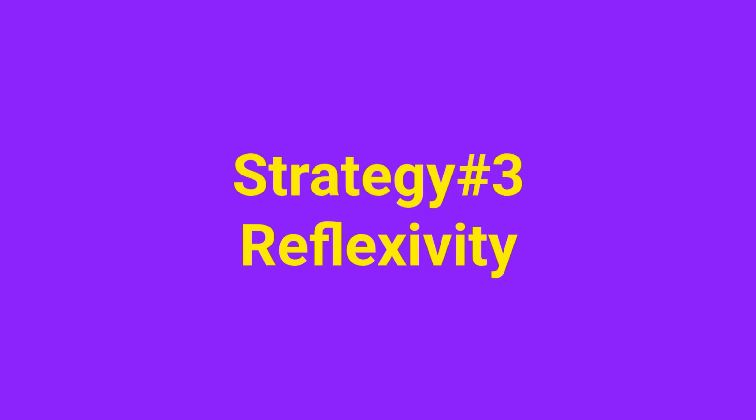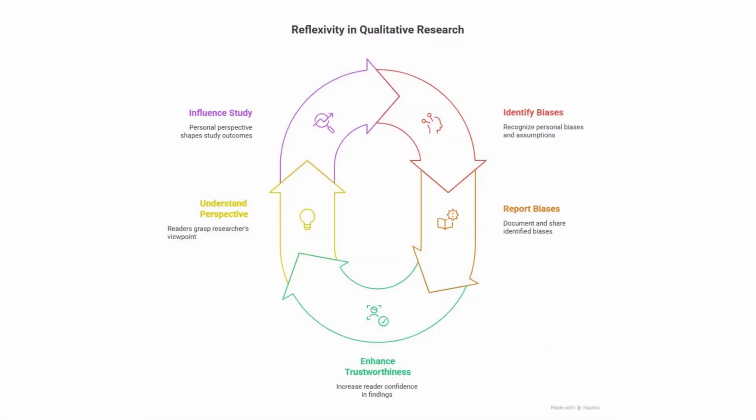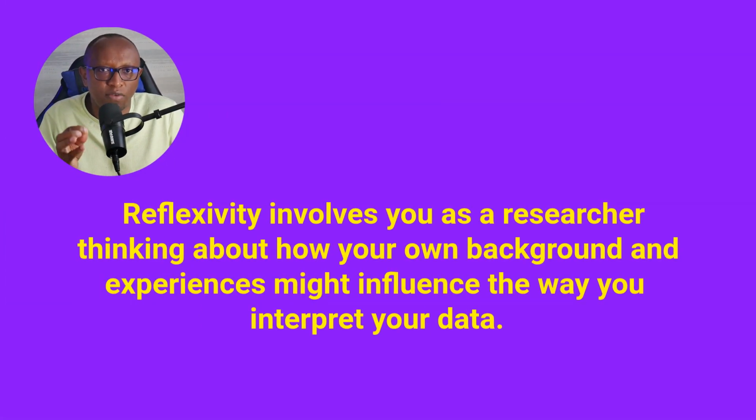Strategy number 3, reflexivity. The third strategy that you can use to ensure validity of your findings in qualitative research is adopting reflexivity. Reflexivity involves you as a researcher thinking about how your own background and experiences might influence the way you interpret your data.